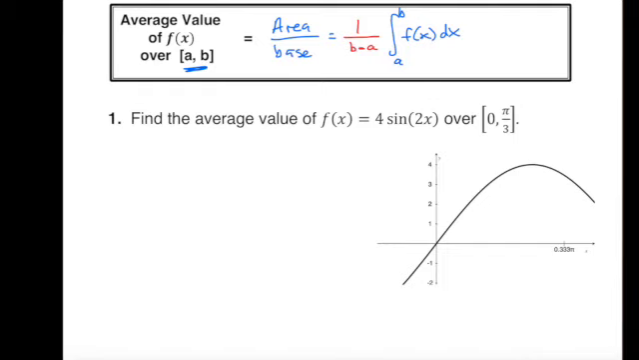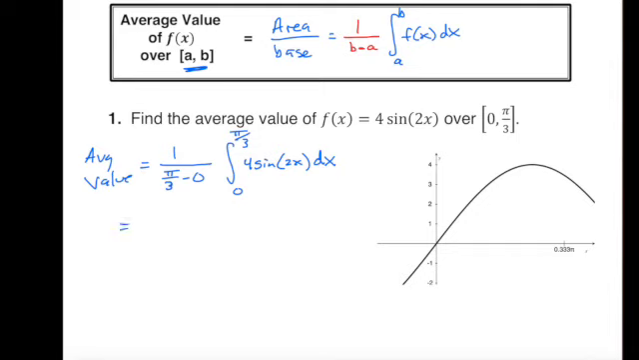And so here we go. Let's actually dive in here. The average value is going to equal 1 over pi over 3 minus 0. Sure, you didn't have to write the minus 0. Multiplied by the definite integral from 0 to pi over 3 of this function, which is 4 sine of 2x dx. And of course, you want to be in that good habit of always writing your differential on the ends of your integrals.